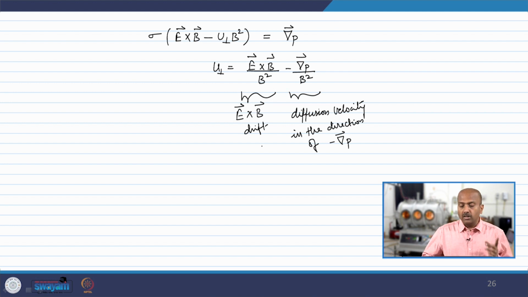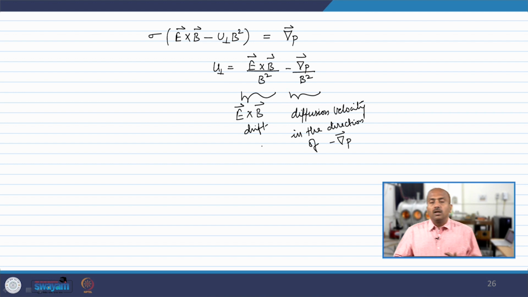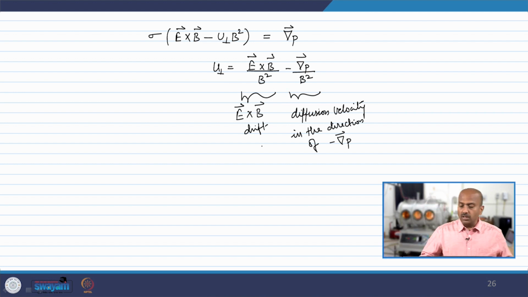One, an E cross B drift term, another which is giving you the diffusion velocity in the direction of the pressure gradient. Okay. Now, if this is the velocity that we are talking about, then using some law, we can calculate the flux of plasma, which is having both these terms together. So, the flux gamma is n u perpendicular. We know this relation already, right.